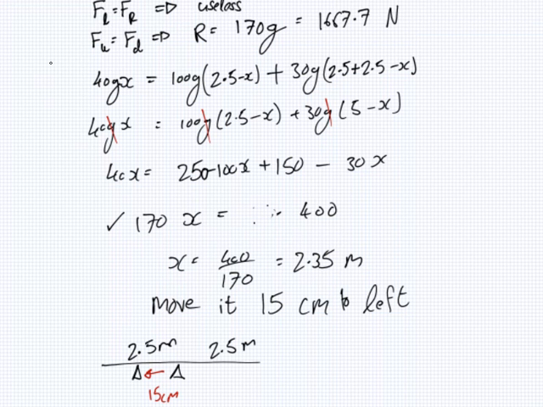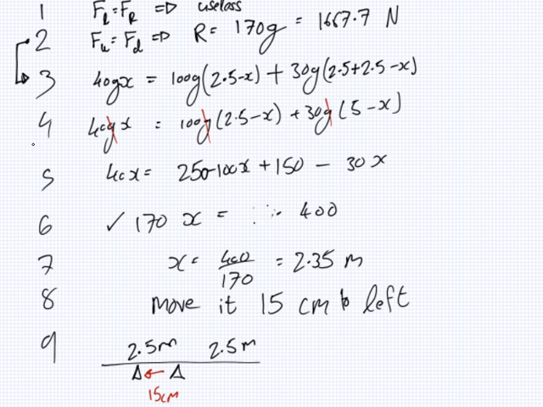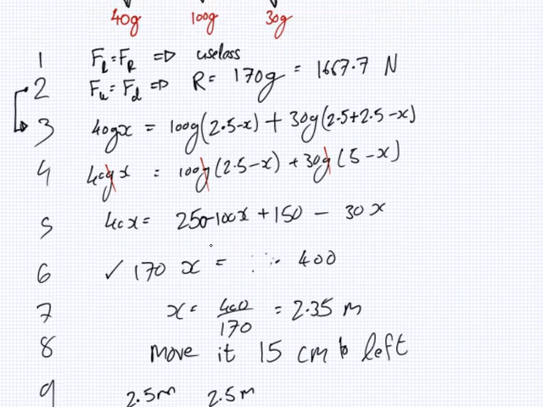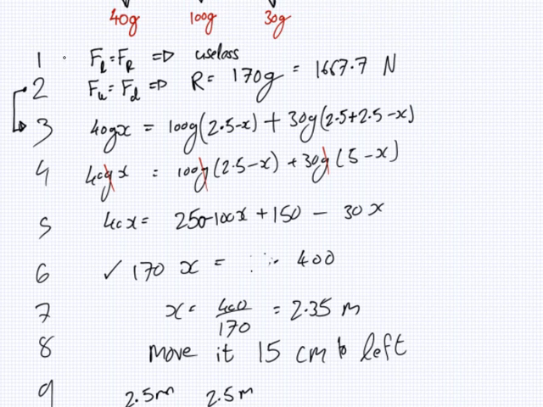Hang on, let me number these. 1, 2, 3, 4, 5, 6, 7, 8, 9. Okay, which one? From 2 to 3. Yeah, I suppose these are separate.